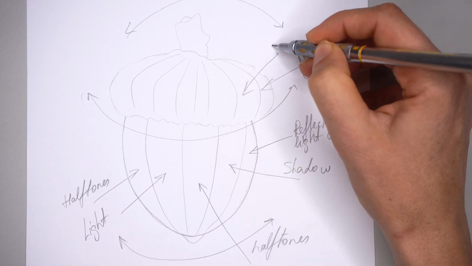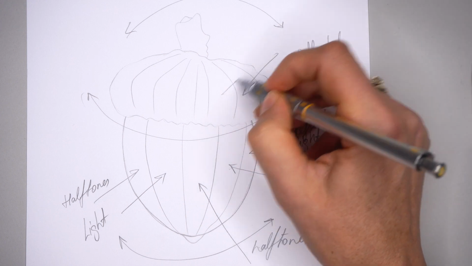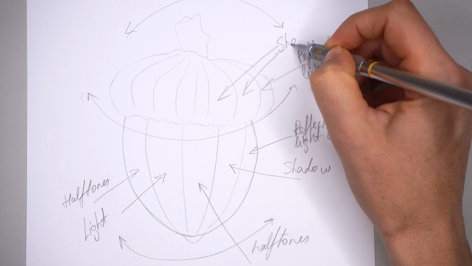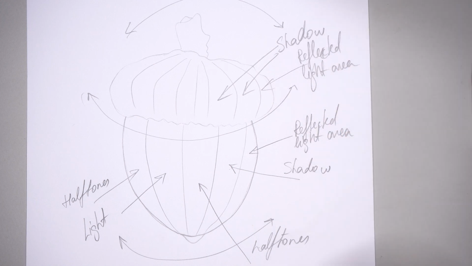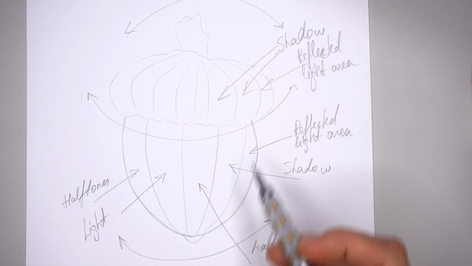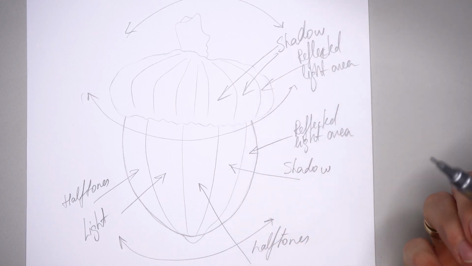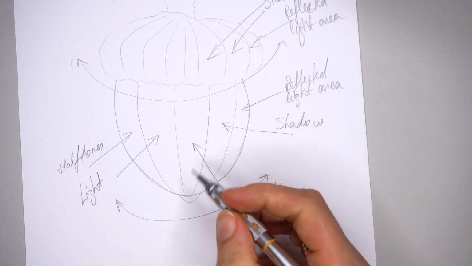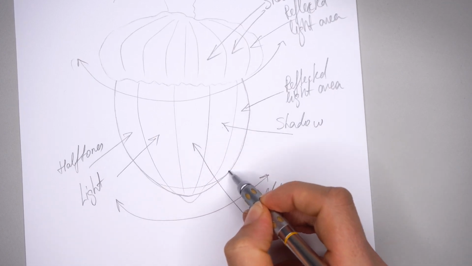Then we have a shadow area, which is the darkest part. Shadow area is the darkest part, not the edge of the round subject.